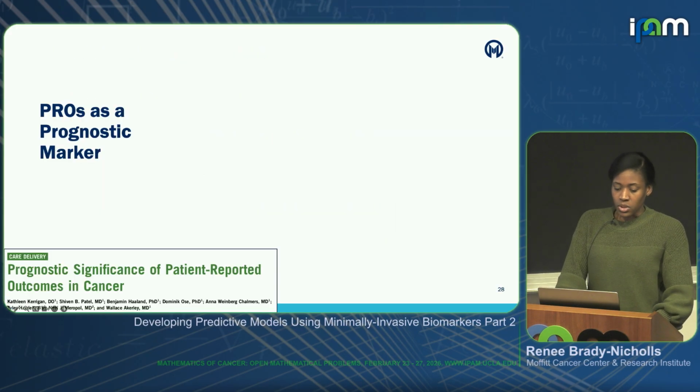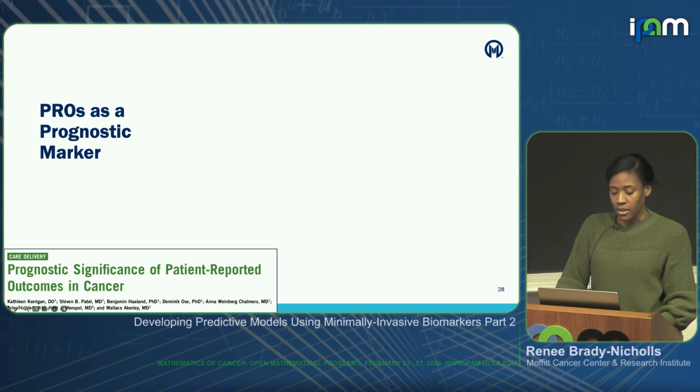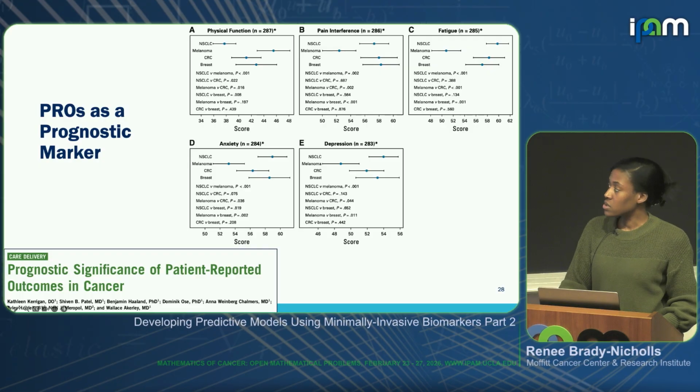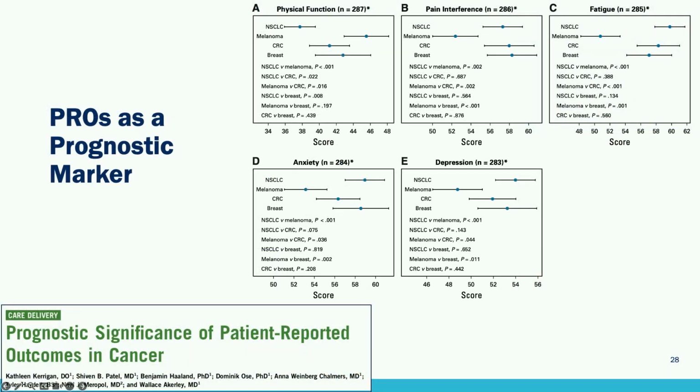Now, there have been multiple studies that have been looking at the value of PROs, specifically this one by Kerrigan et al., where they were looking at PROs as a prognostic biomarker. So they were looking at 4 different cancer types, in this case, non-small cell lung cancer, melanoma, colorectal cancer, and breast. And they looked at different domains or patient-reported symptoms. So looking at physical function, pain interference, fatigue, anxiety, and depression.